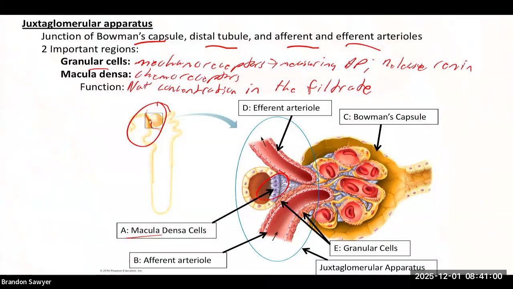Okay, so whereas the granular cells are measuring in the blood, the macula densa cells are measuring in the filtrate, right? So this is like the pre-urine, before we call it urine, it's called filtrate, right? So measuring and sensing the amount of sodium and really the concentration of the filtrate that's passing through. Okay, and we'll talk about how we're able to then make adjustments based on what the macula densa cells sense here in a second. Okay, but those are the key regions there in the juxtaglomerular apparatus. Okay, questions on that?